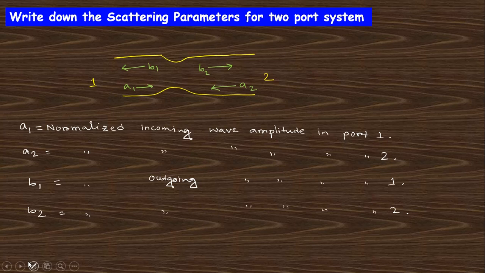Okay, now in the general case, if we take a two terminal port, there are four parameters we take. A1 is the normalized incoming wave amplitude in port 1, this is the incoming. In port 2 this is incoming. In port 1, B1 is the outgoing, and B2 is the outgoing in port 2. These are the four parameters taken.